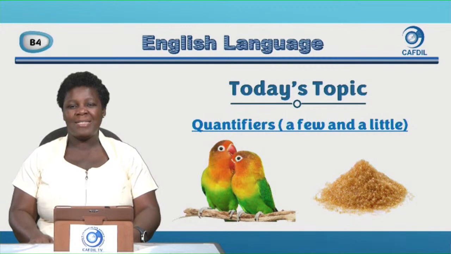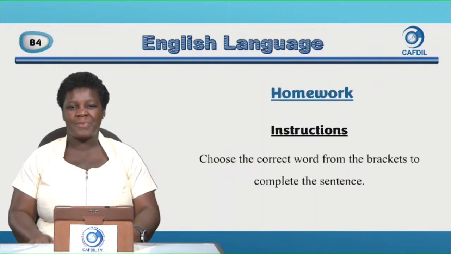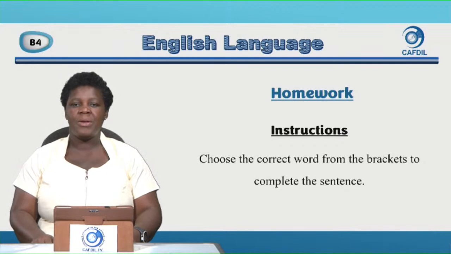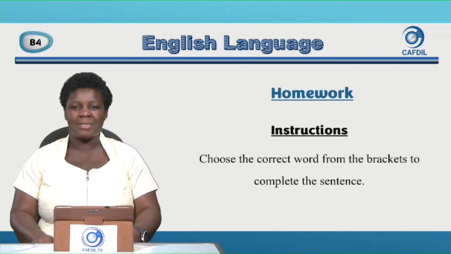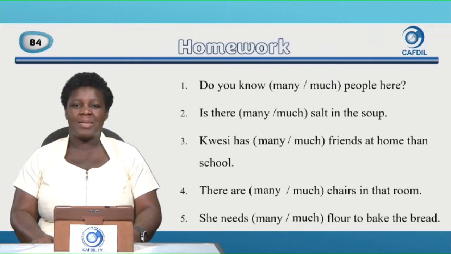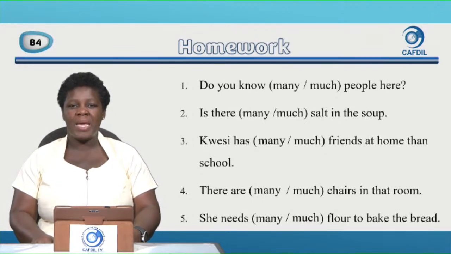By then, let's mark our previous homework on many and much. Choose the correct word from the bracket to complete the sentence. 1. Do you know dash people here? And the answer is, do you know many people here?